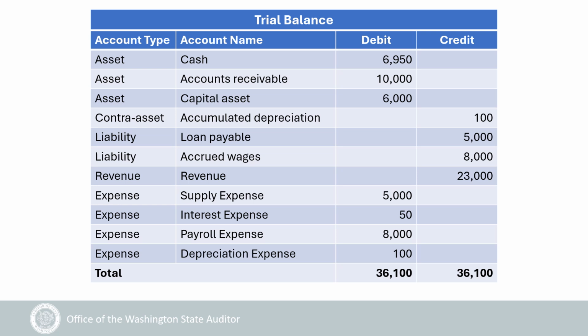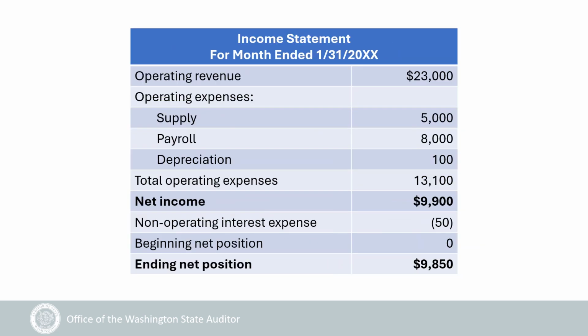Now that we've reviewed the trial balance and everything looks reasonable, debits equal credits, and the ending balances of each account match their expected normal ending balance, so we can move on. We start with the income statement. This is where the revenue and expense balances go. We start with operating revenue. We only had one revenue account, so we put the amount from the trial balance, which is $23,000. We list operating expenses, so we had the supply, payroll, and depreciation expense. Again, we are just pulling amounts from the trial balance.